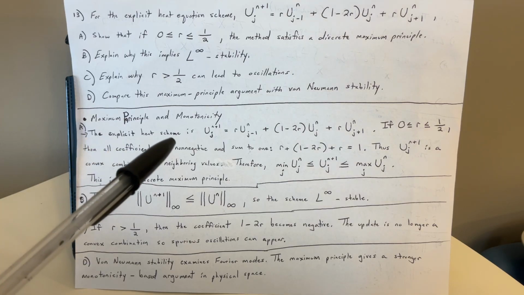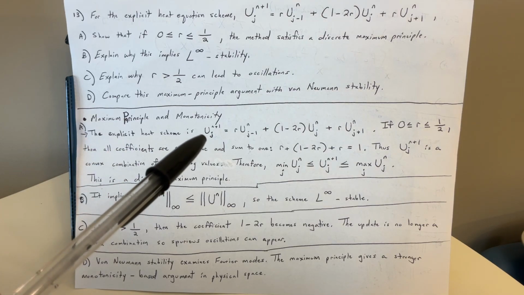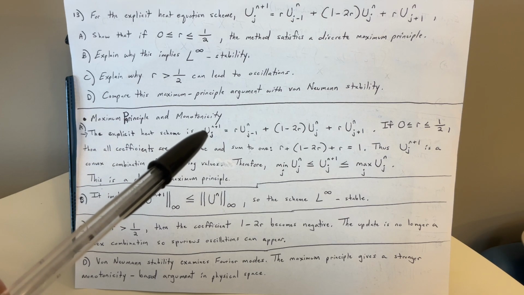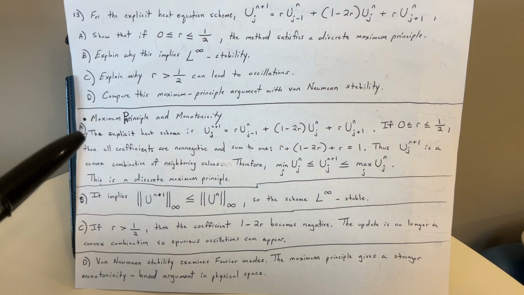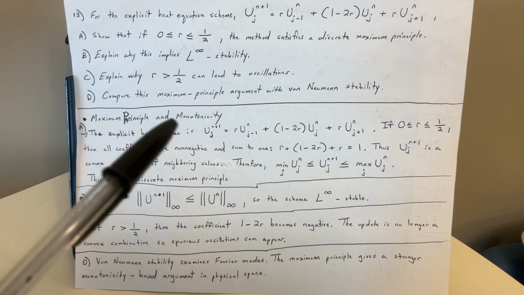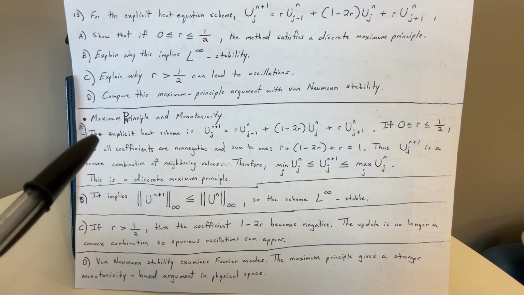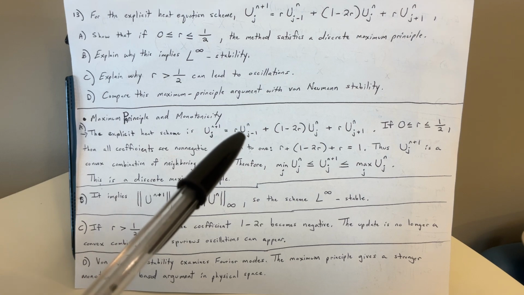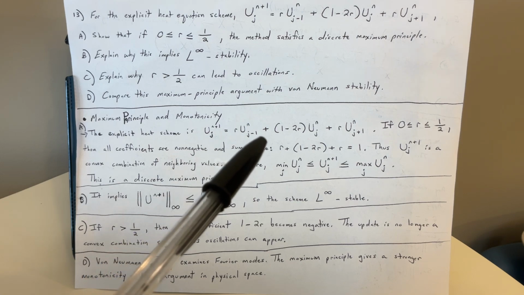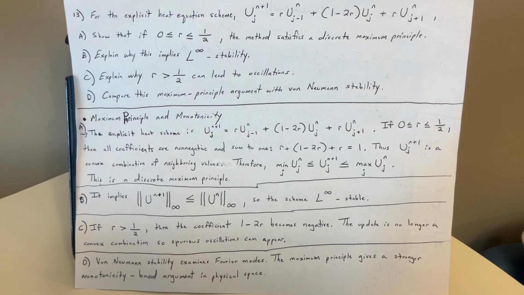Part A, the explicit heat scheme is u sub j to the n plus 1 equals r u sub j minus 1 to the n plus quantity 1 minus 2r u sub j to the n plus r u sub j plus 1 to the n.